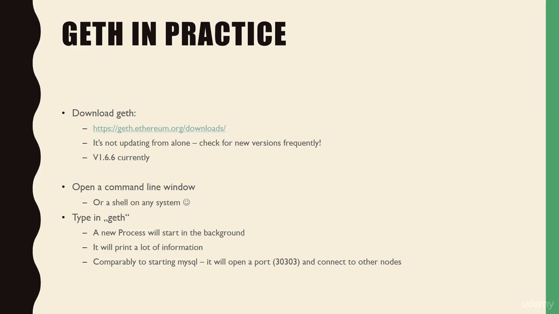Then you open a command line or a shell, depending on your system, and you go either to the Go Ethereum install location, or if you have the Go Ethereum install location in your path, you just type in Geth. Once you start Geth, a new process will start in the background, and it will print a lot of information. It's like starting MySQL or any other client that you can start via your command line or via your shell. Geth will then open a port, UDP port 3033, and try to connect to other nodes.